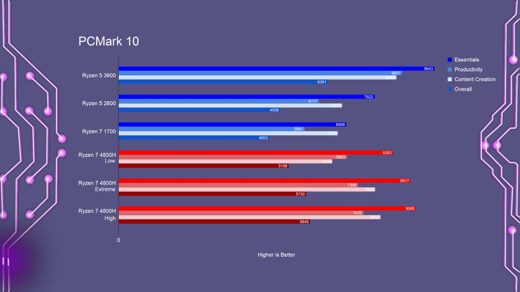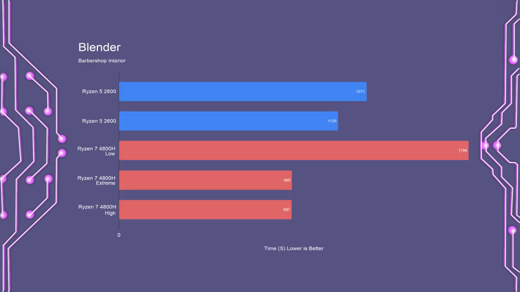The Bravo 15 does lose out to the 3600, but I feel that this is more because of the 5500M being put up against the 1070. Now in Blender, apparently the 2600 is the only CPU that I have results for, and I'm not at home right now to test the other CPUs, so that's all I got.